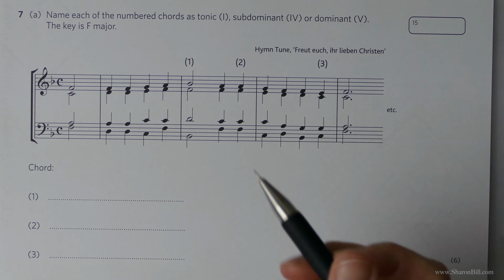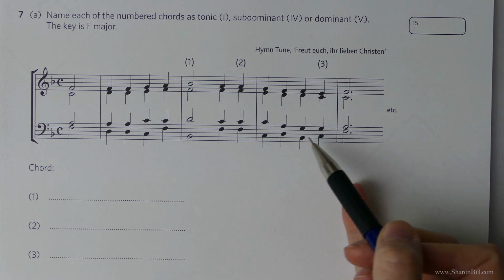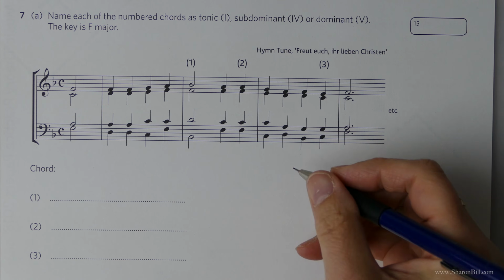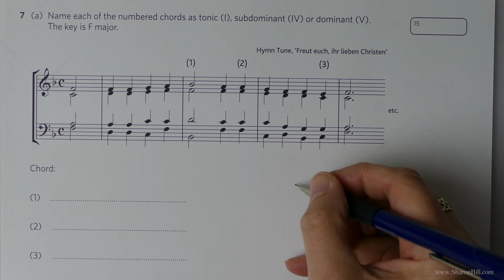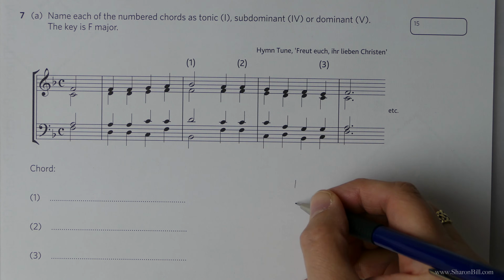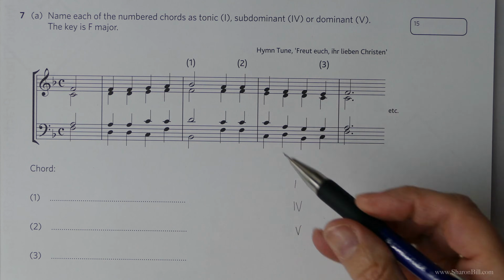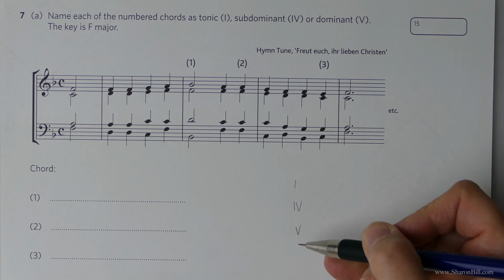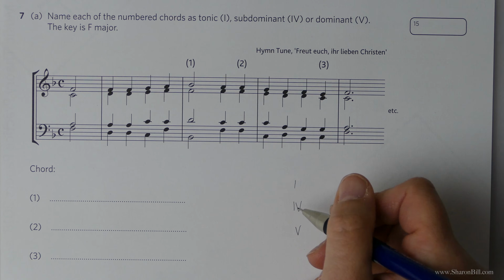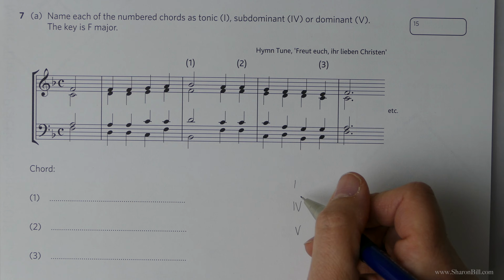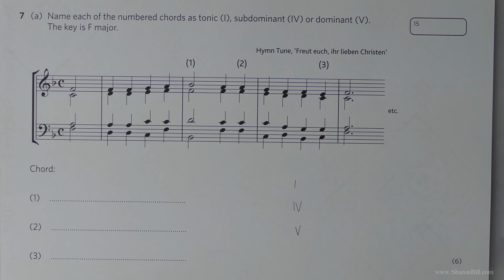So we're asked to name these chords. We're told that we're in the key of F major, so let's just find out what we're going to be looking for. In F major, we're looking for chords 1, 4, and 5. You can say tonic, subdominant, dominant, but the Roman numerals are quite acceptable, and that's kind of the standard way. That will be what you'll be working with in advanced levels.